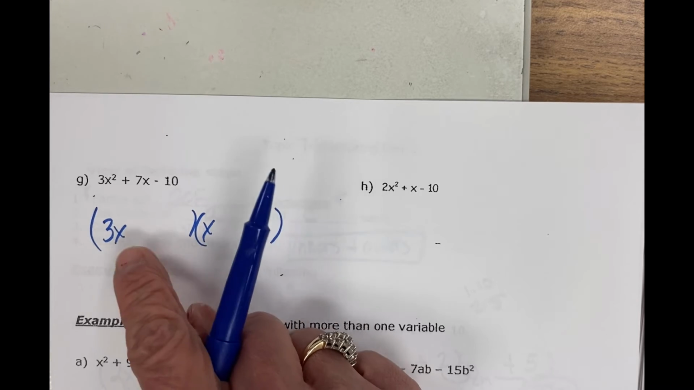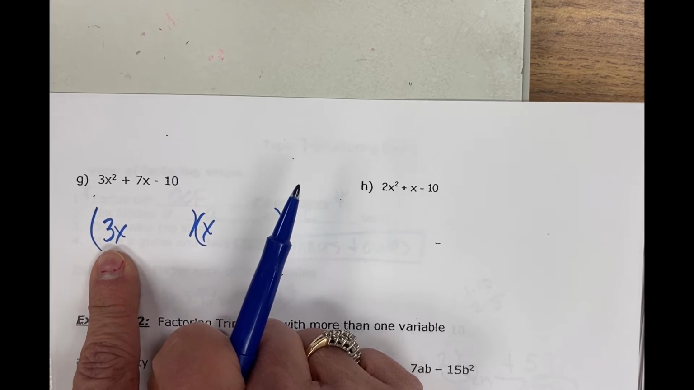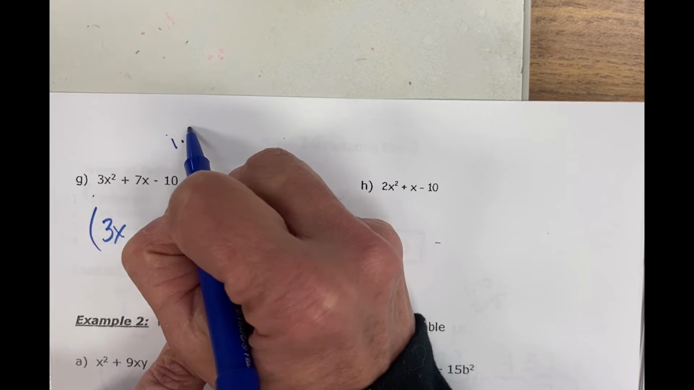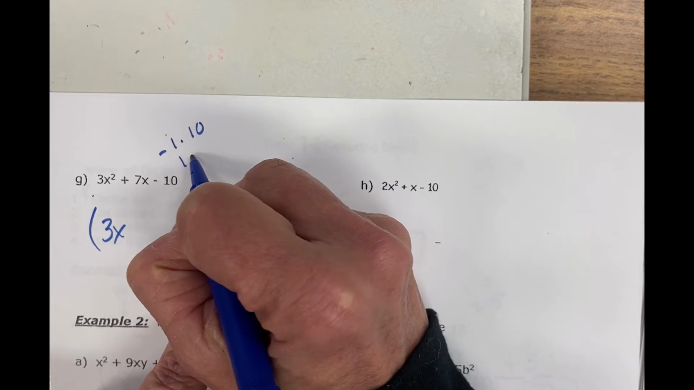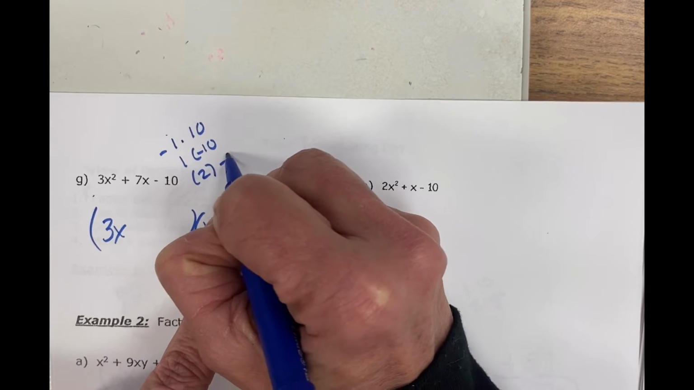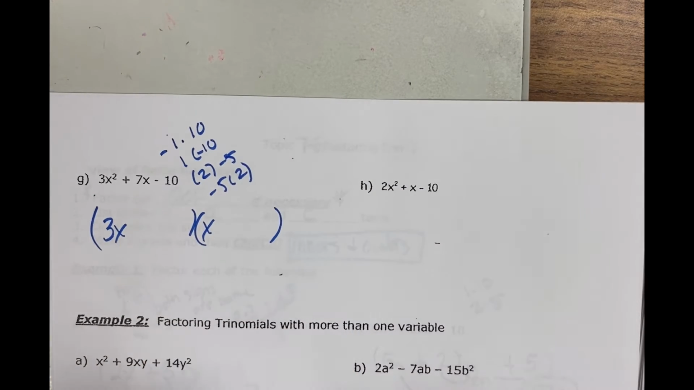And so I have to start playing with my numbers, because this 3, I have to be careful where I put it. And so I can have a 1 and a 10, a negative 1 and a 10. I can have a 1 and a negative 10. I can use a 2 and a negative 5, and a negative 5 and a 2. That is my combination. And so see what you can come up with.